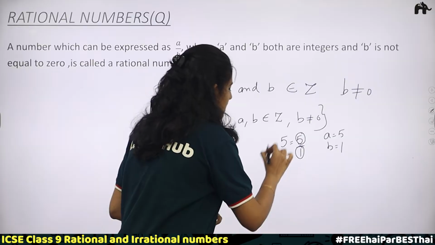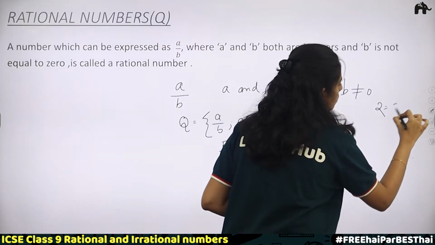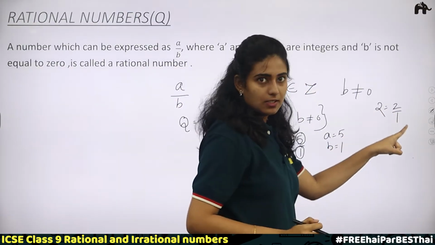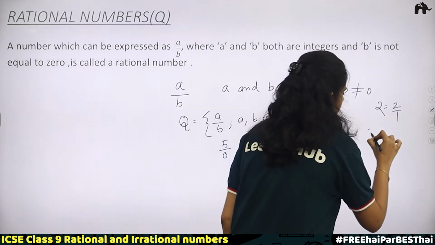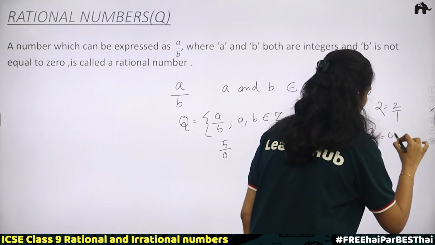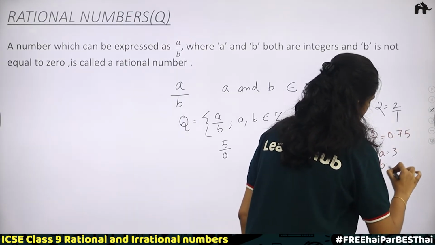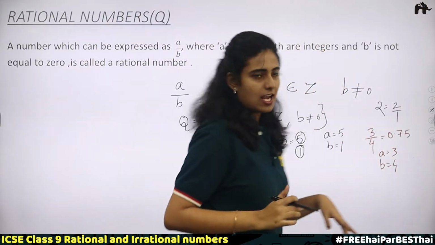Okay. So if it is a single number, 2. 2 means it is 2 by 1. Okay. If there is no denominator given, it means it is divided by 1. Let's take another example. 3 by 4. 3 by 4 in decimal form will be equal to 0.75. Here A is equal to 3, B is equal to 4 and B is not equal to 0. So this is also a rational number.